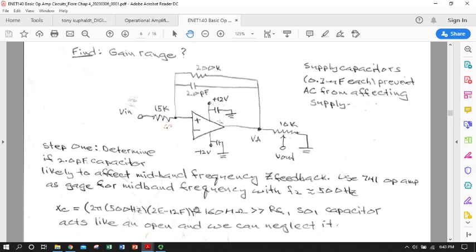And this should all, in fact, there is an error, this should all be raised to the -1. Warning, this is -1. Capacitive reactance formula. So that ends up giving you 160 mega ohms. That's way bigger than RF. So the capacitor will act like an open for that, and we can pretty much neglect it. So for the frequencies that we're looking at, it's not really going to matter.